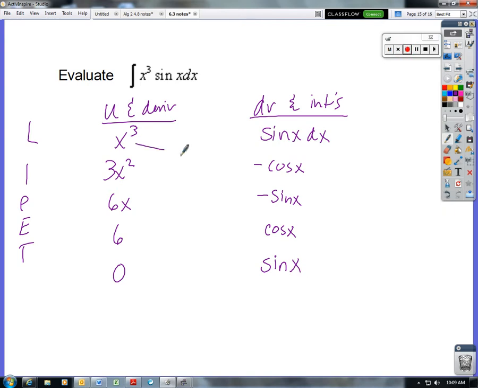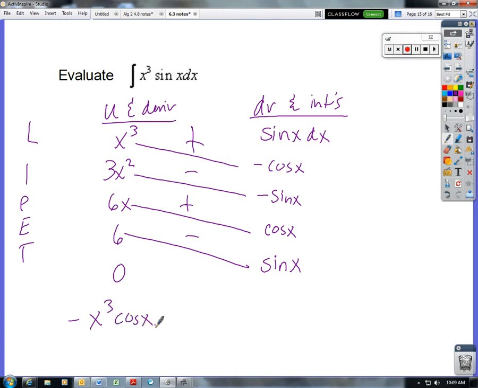Now, start here, here, here, here, plus, minus, multiply, and add c. So I'm going to have negative x cubed cosine x. We've got a negative negative, so plus 3x squared sine x. We've got a positive here, 6x cosine x, and we've got ourselves a negative there, 6 sine of x, and there's a plus c. Big long one. That would have taken a lot of trouble to do the long way.